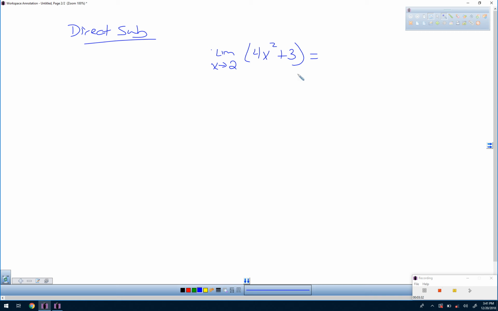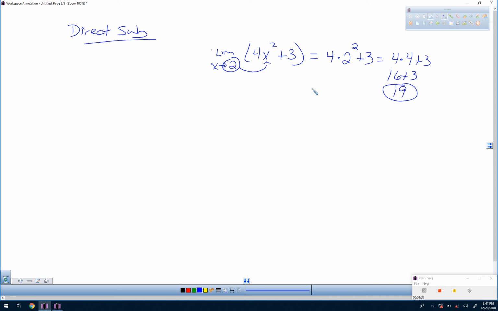One method that we would use to solve this is by direct substitution, which means you literally evaluate the function at that x value. So you'd have 4 times 2 squared plus 3, so that would be 4 times 4 plus 3, so that would be 16 plus 3, so that would be 19.